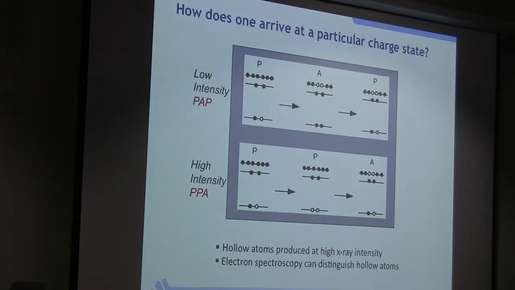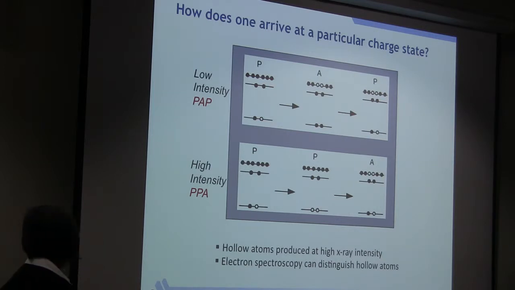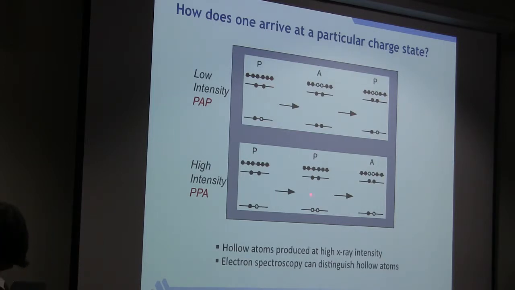Okay, so that's all about charge states, but you might like to know how you got there. And you can figure out how you got there by doing some electron spectroscopy. So at low intensities, you might imagine this scenario where you first do a photoionization, then the Auger decay happens, taking one hole in the inner shell to produce two holes in the outer shell, followed by another photoionization, this PAP. But at high intensities, you can imagine the situation where before the Auger decay happens, you've actually taken out another inner shell electron to form a hollow atom.